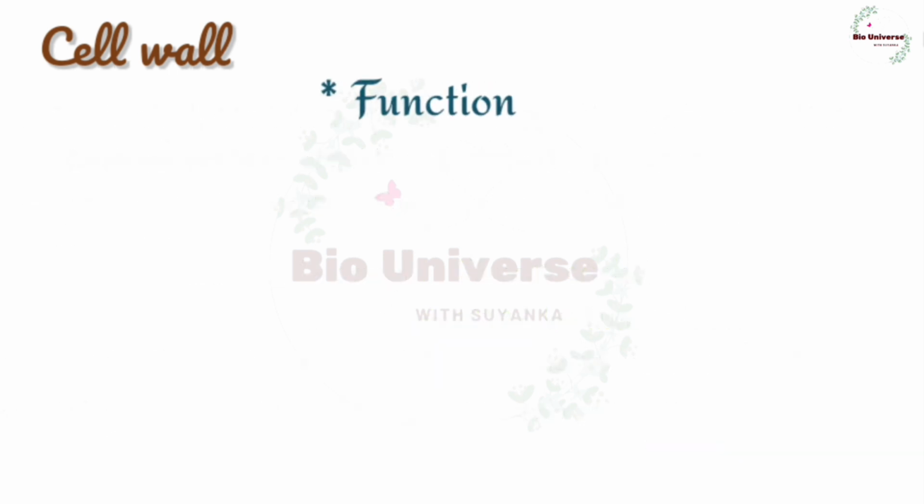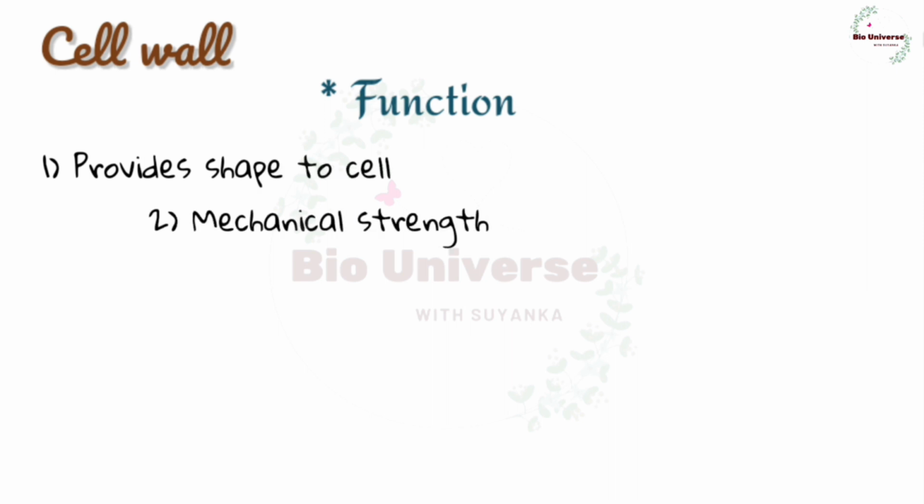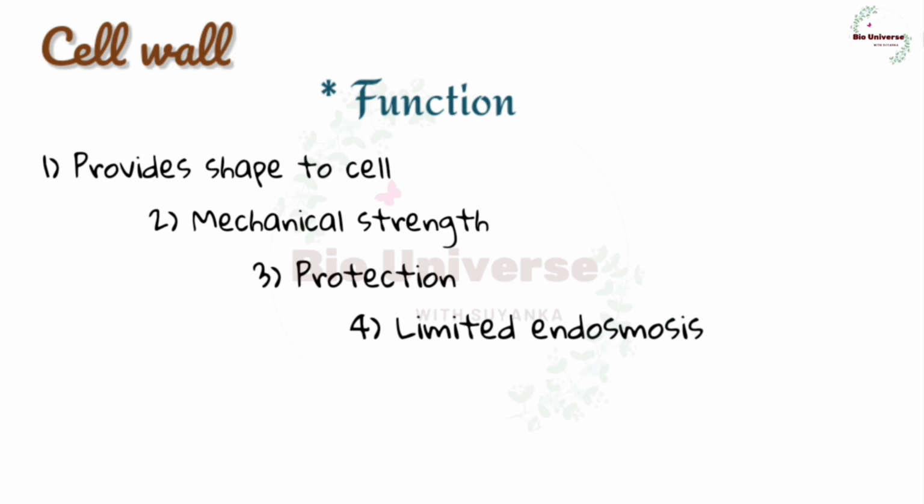Functions of the cell wall. The cell wall provides shape to the cells. It provides mechanical strength to plants. The cell wall protects the cells against pathogens and mechanical injury. The cell wall prevents bursting of the cell on endosmosis. Because of cell walls, plant cells can withstand a lot of variations in the surrounding medium as compared to animal cells.